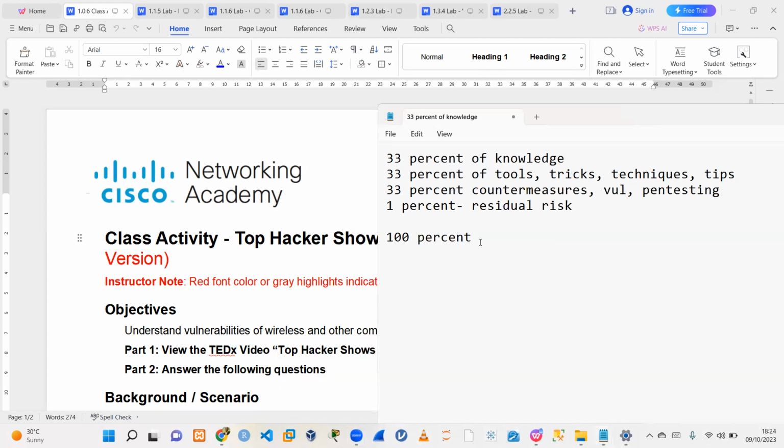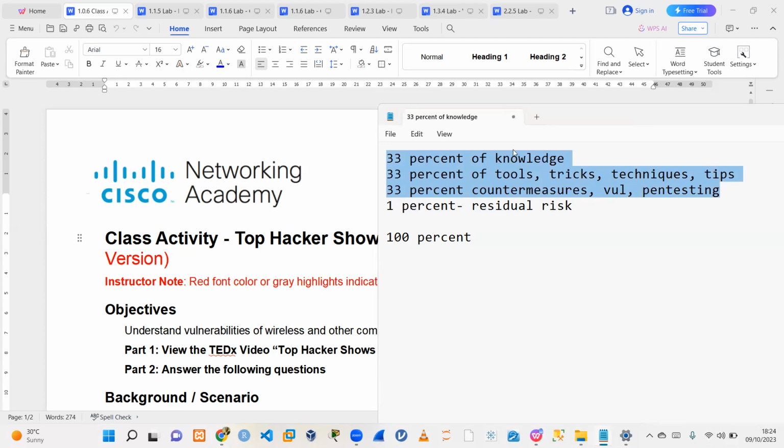understand that it's not just you being able to use tools. Also, it's not just you being able to know all the book knowledge available. No, it's also not just knowing what to do when you have an issue, countermeasures. So you need a combination of all of these three. So that's what makes you a complete security analyst.